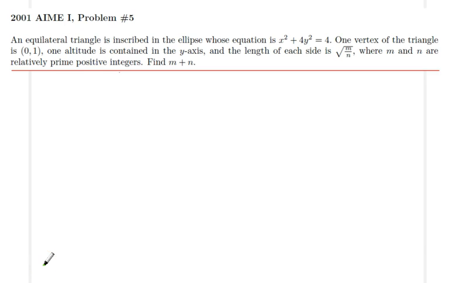Hello everyone, in this lecture we will be going over 2001 AIME 1 problem number 5. Here's a view of this problem. An equilateral triangle is inscribed in the ellipse whose equation is given as such. One vertex of this triangle is located at the point (0, 1), and the altitude that comes out from that vertex is contained in the y-axis, so it's perpendicular, it's vertical I should say. The length of each side is what we would like to find out.